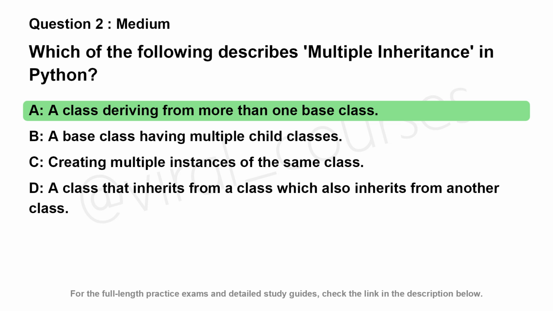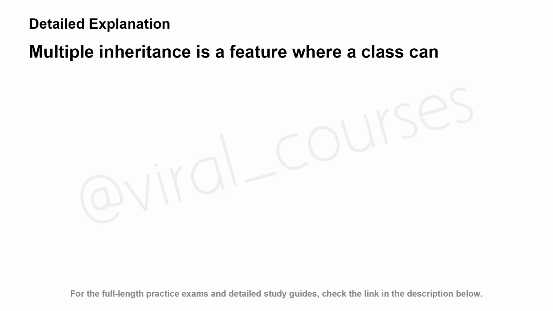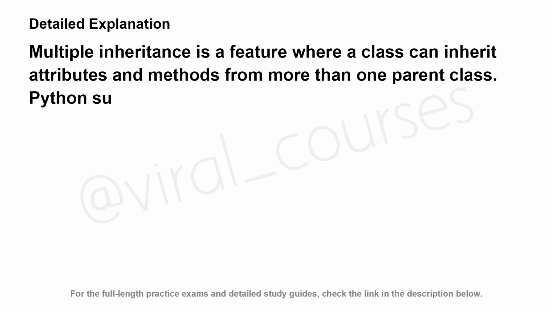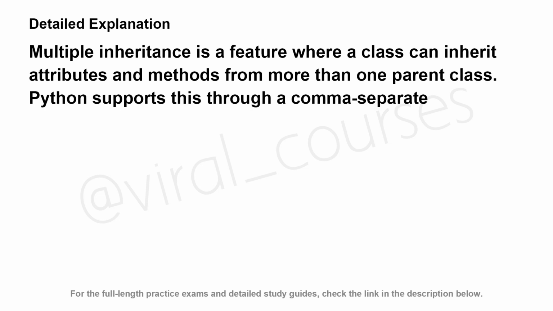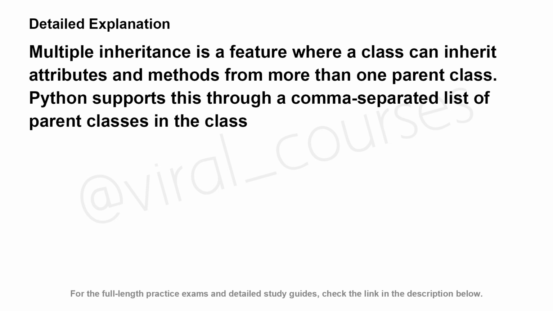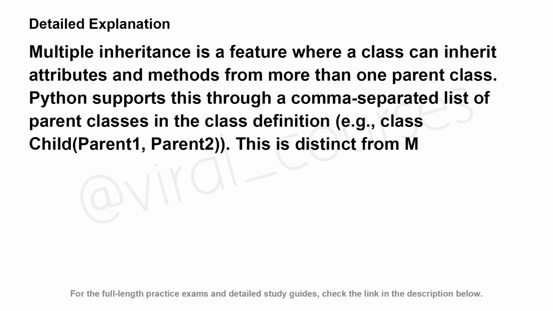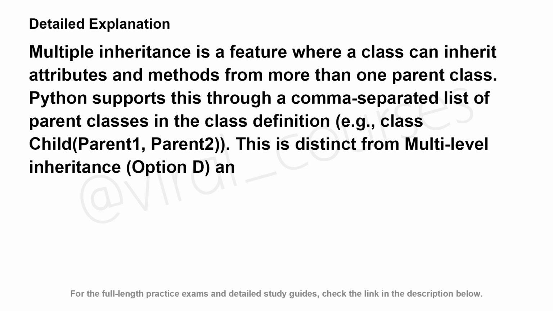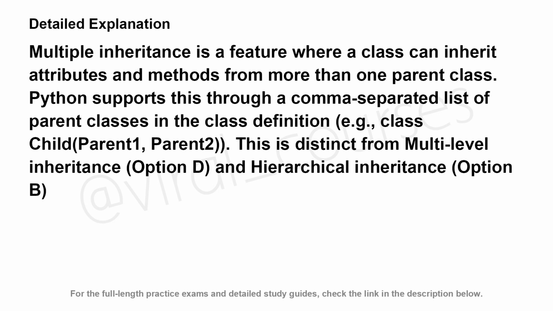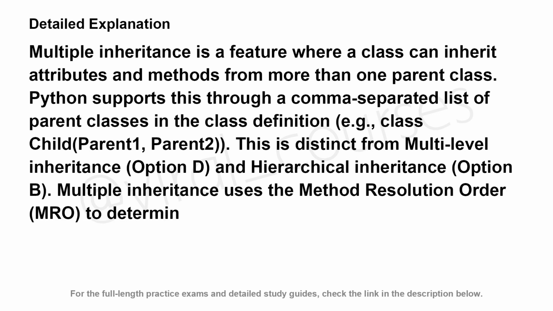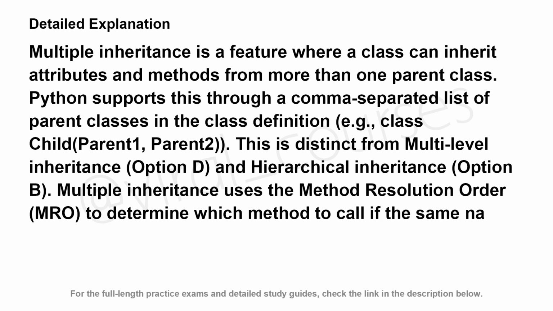The correct answer is A. Multiple inheritance is a feature where a class can inherit attributes and methods from more than one parent class. Python supports this through a comma-separated list of parent classes in the class definition, e.g., class Child(Parent1, Parent2). This is distinct from multi-level inheritance, Option D, and hierarchical inheritance, Option B. Multiple inheritance uses the method resolution order, MRO, to determine which method to call if the same name exists in multiple parents.